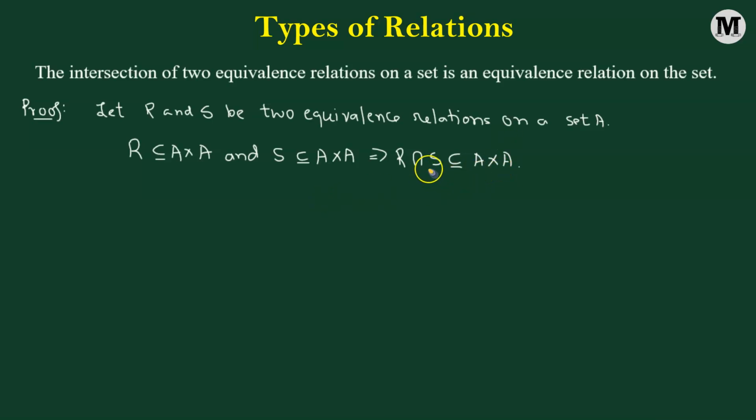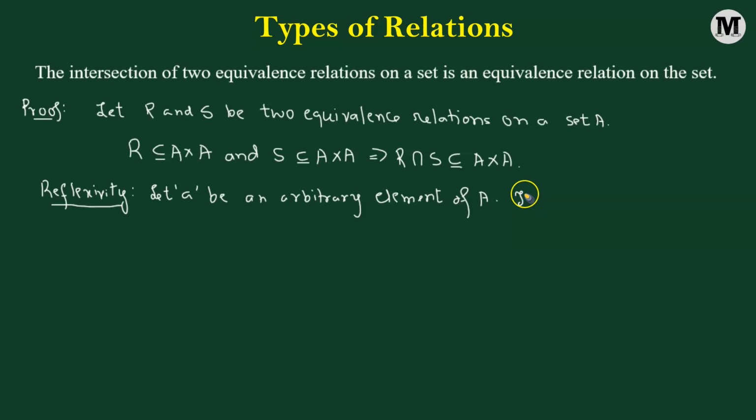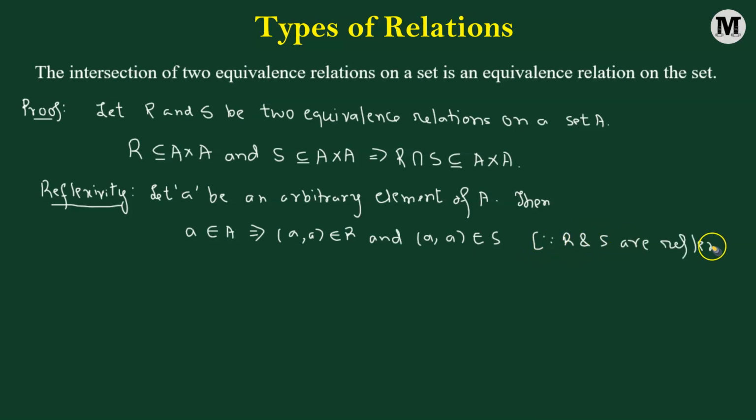Now, in order to show that R intersection S is also an equivalence relation, it must be reflexive, it must be symmetric, and it must be transitive. So let's check for reflexivity first. To check for reflexivity, we'll consider an arbitrary element of the set A. Then if A belongs to the set A, it must imply that the ordered pair (A, A) must belong to the relation R, and the ordered pair (A, A) must also belong to the relation S as well, because it's given here that R and S are reflexive in nature.